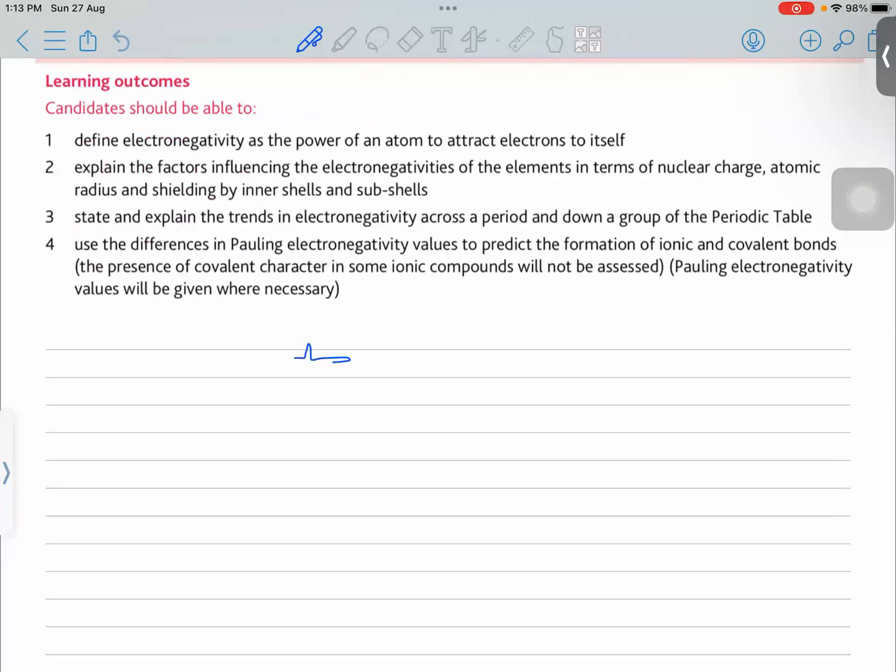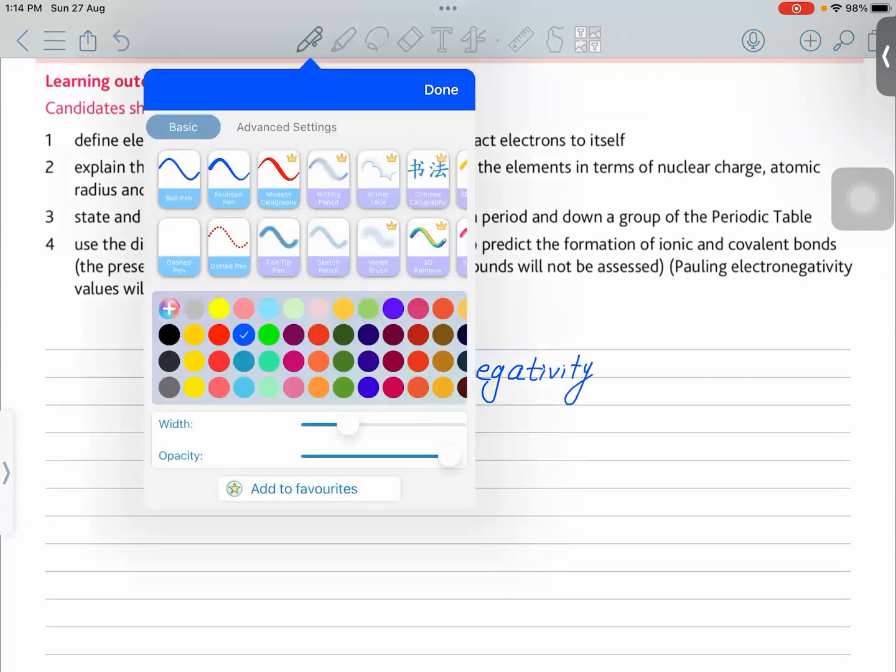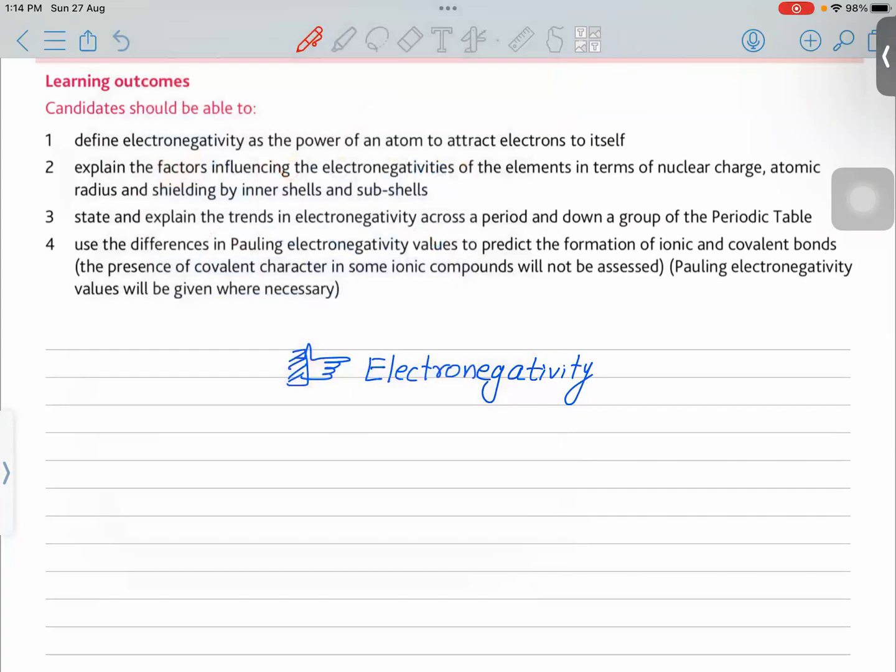So what is electronegativity? Hamza, do you know anything about it? No, sir, I have no idea. Okay. And Rania? Me neither.